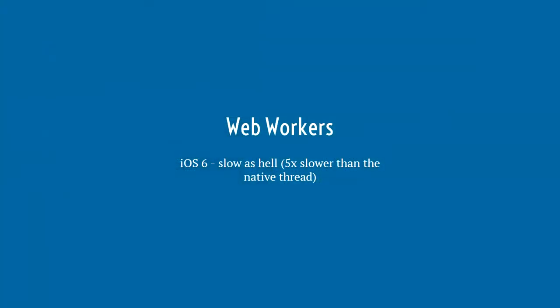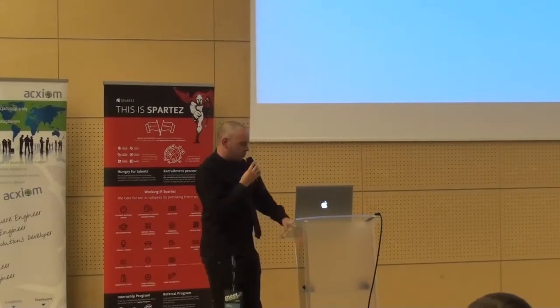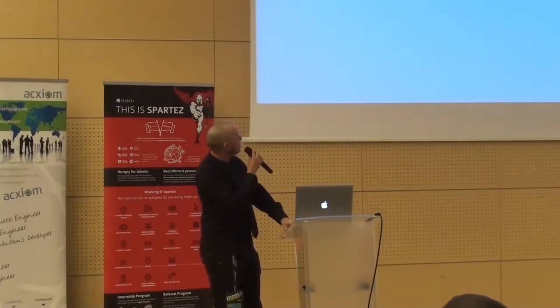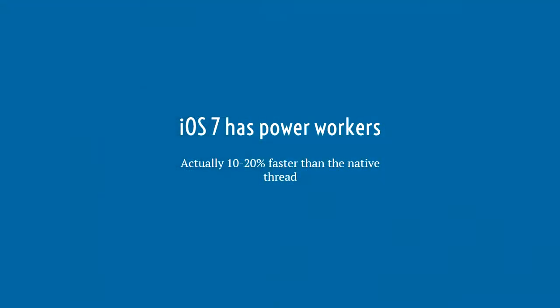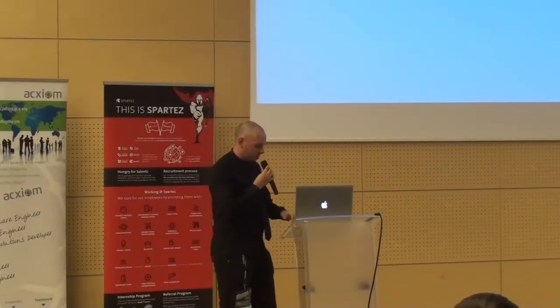Web workers: don't use web workers on iOS 6. They are slow as hell, 5 times slower than the native thread. We tried that. It failed. iOS 7 has, let's call it for Apple, power workers. They are actually 10 to 20% faster than the native thread, but they still let you do some more processing.